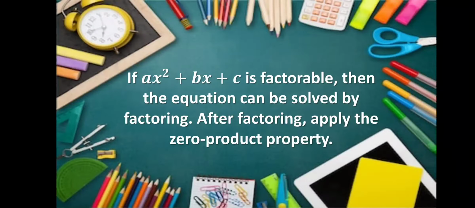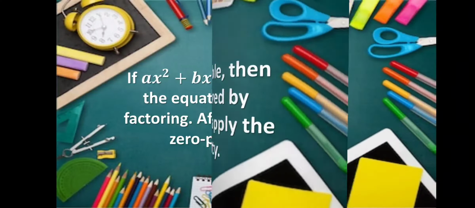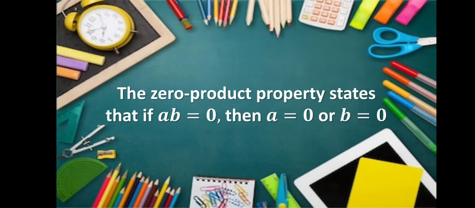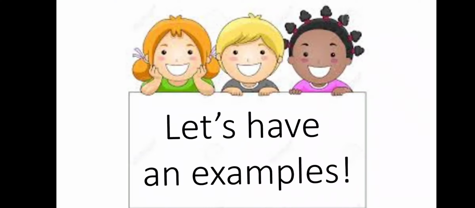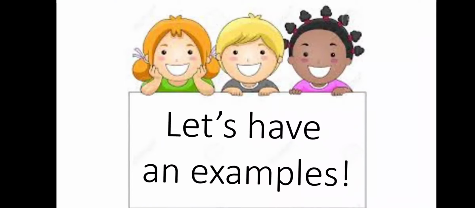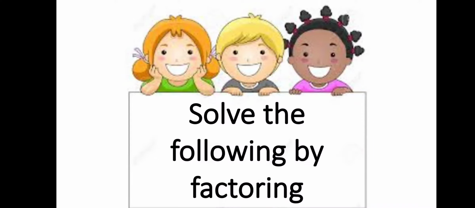If ax squared plus bx plus c is factorable, then the equation can be solved by factoring. After factoring, apply the zero product property. The zero product property states that if AB is equal to 0, then A is equal to 0 or B is equal to 0. We can now proceed with the examples. Solve the following by factoring.